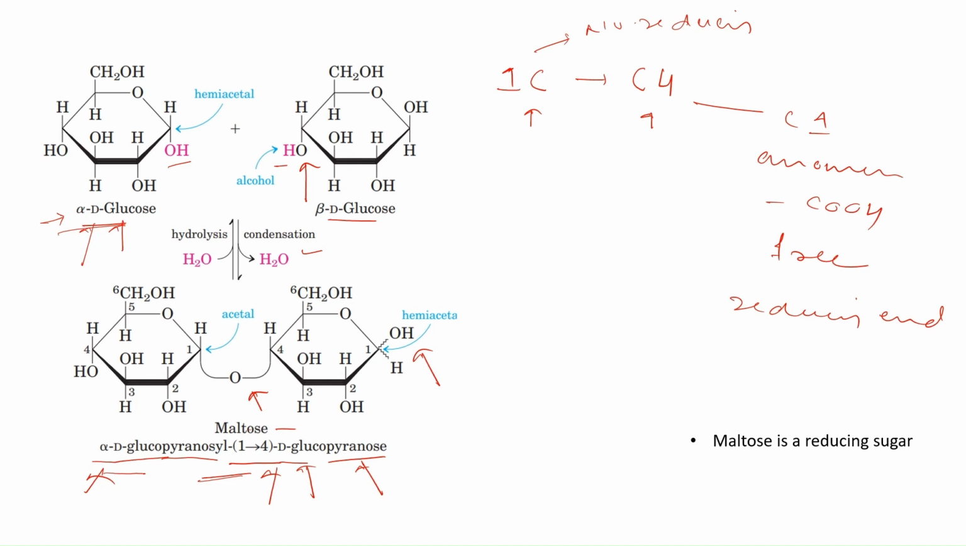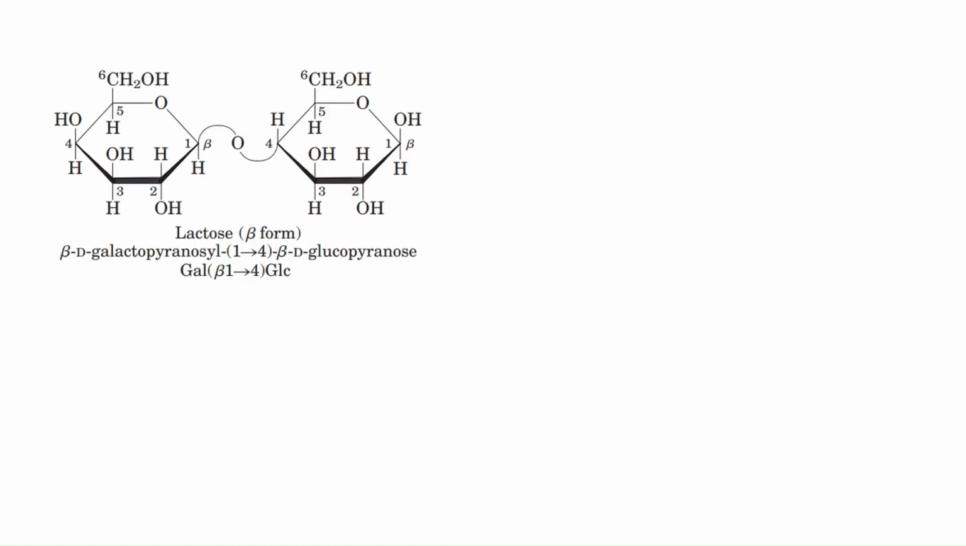Where can we get maltose? We can get maltose in many fruits and vegetables, even in cereals, wheat, barley, and even in sweet potato. Now next is lactose.